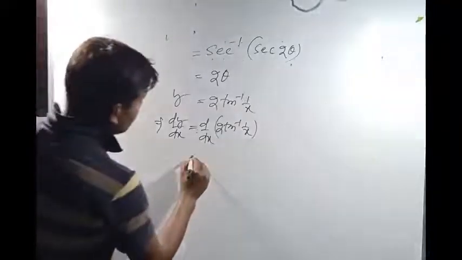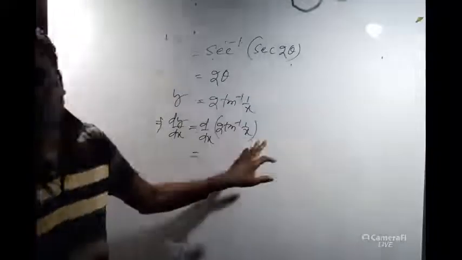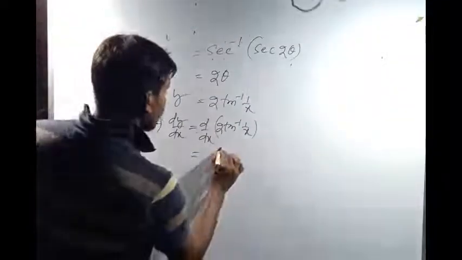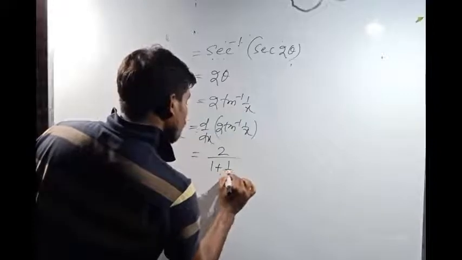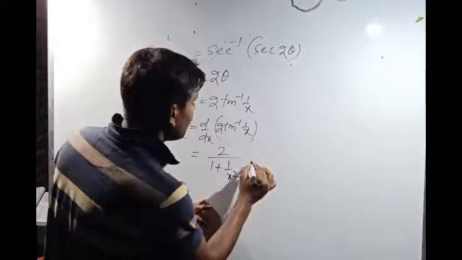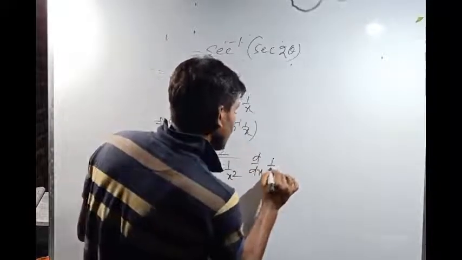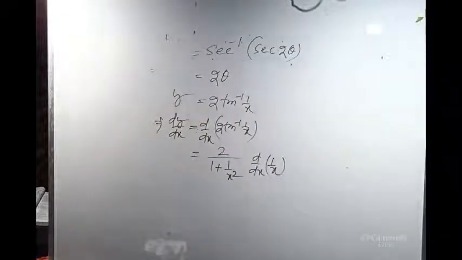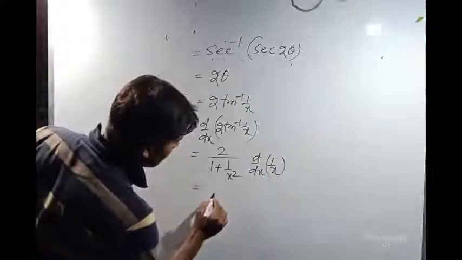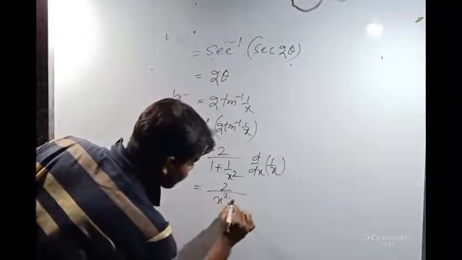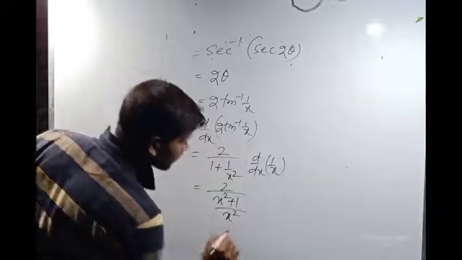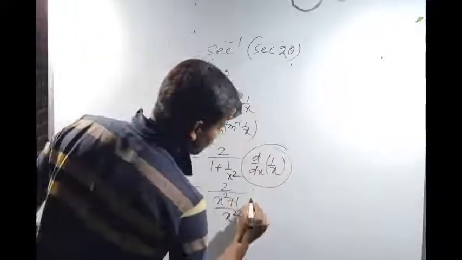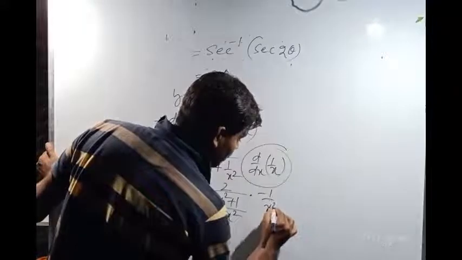Okay, now the derivative of 2 tan inverse 1/x is 2/(1 + 1/x²) and the derivative of 1/x. Okay, any doubt? Now this is 2/((x² + 1)/x²), and the derivative of 1/x equals minus 1/x².